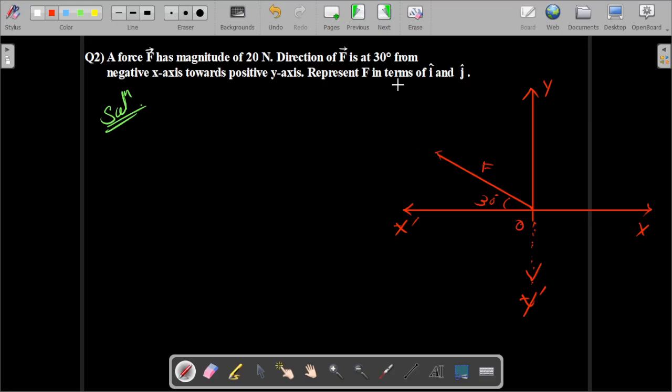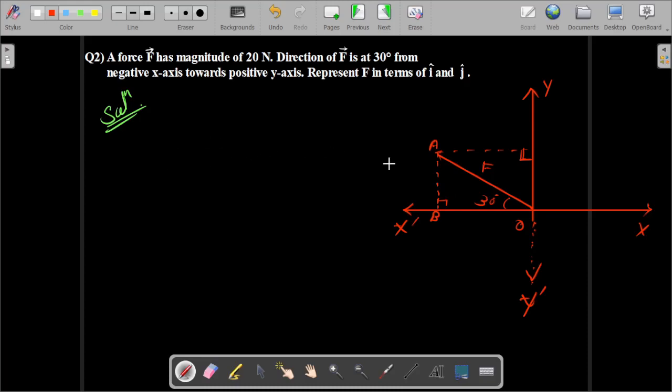So represent F in terms of i cap and j cap. For that we should know the value of the components. What will be the value of F in the y component and x component? For that we have to draw a perpendicular line segment. Suppose this is A, this is B, this is O, so that we will get one right angle triangle.